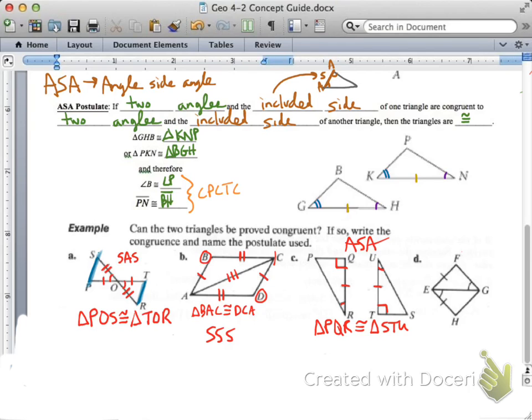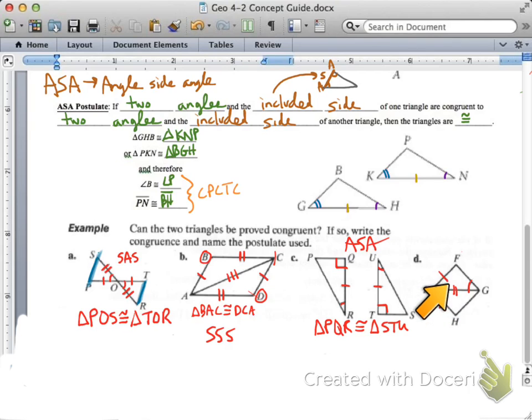Okay, let's look at example D. We have clearly marked a side and a side. We have an angle and an angle, and yeah, we have a reflexive, EG is in both of them. So do we have side, angle, side, right? Side, included angle, side, side, include. Wait, the angle is not included between these two sides. So this is not side, angle, side.